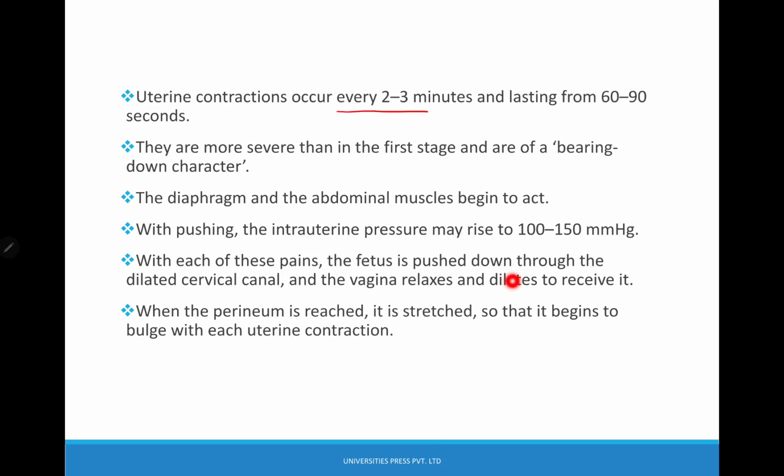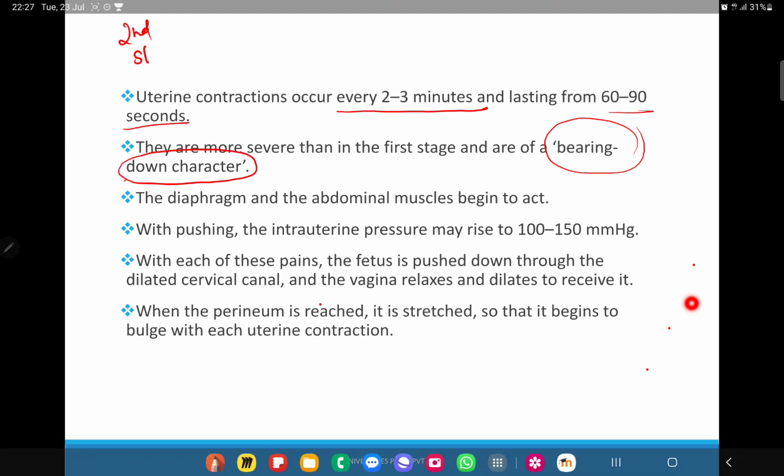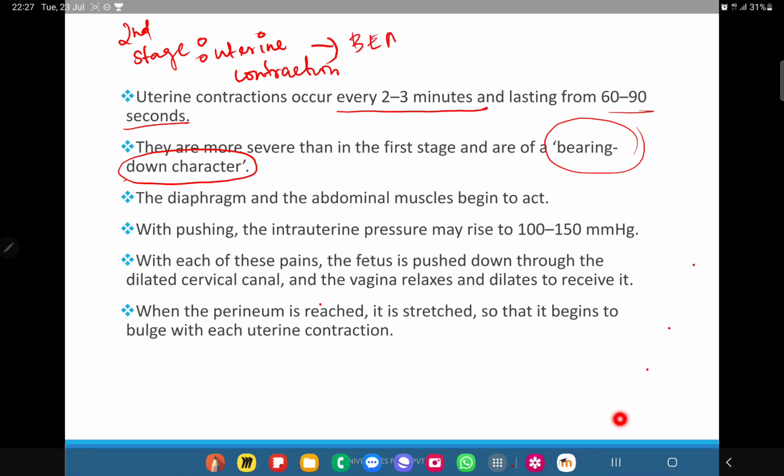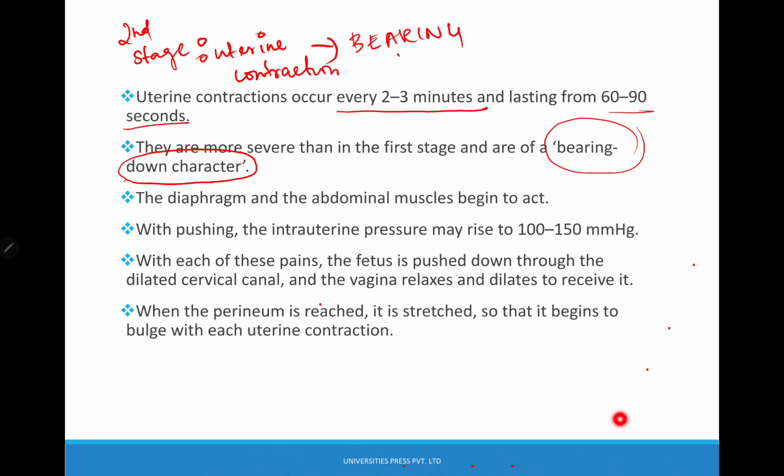Uterine contractions occur every 2 to 3 minutes, lasting from 60 to 90 seconds. They are more severe than in the first stage and are of bearing down character. Very important: in the second stage, what is the character of uterine contractions? The uterine contraction character is bearing down character.